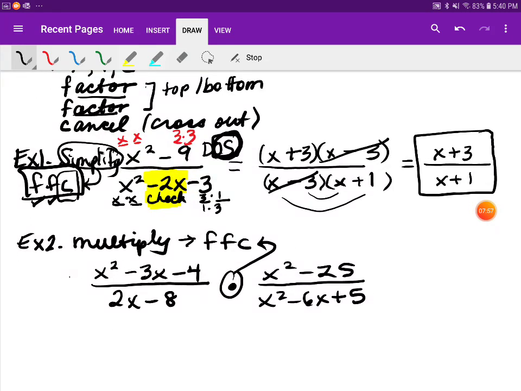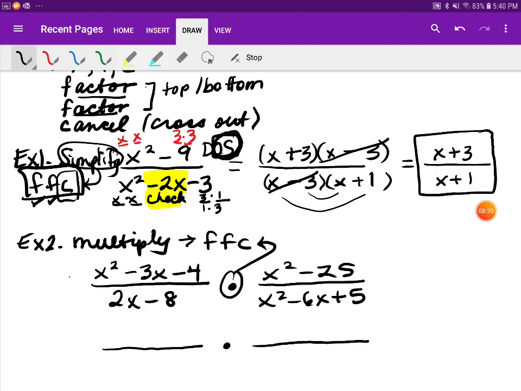So FFC means you need to factor all the numerators. You need to factor all the denominators. In adding and subtracting, it's going to be a little bit different because we're supposed to factor the denominator in step 2, and then later in step 6 is when we finally factor the numerator or the top. So we do that much later in this. So that'll be another video.